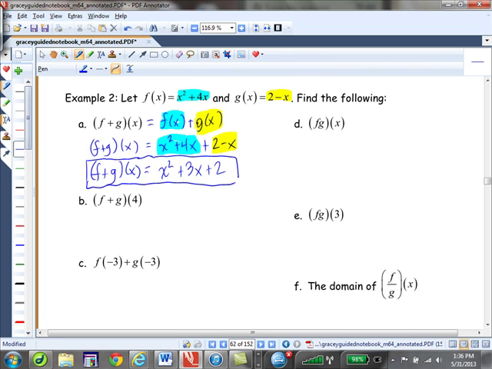Now, the cool thing is, once I've done that, notice that it's asking us to find f plus g at 4. So instead of finding f at 4 and then g at 4, and then adding the results, we can use the function that we made. So do you see that this is 4 squared, I'm using the result from above, plus 3 times 4 plus 2. So f plus g at 4 will be 16 plus 12 is 28, plus 2 is 30. And we're done.